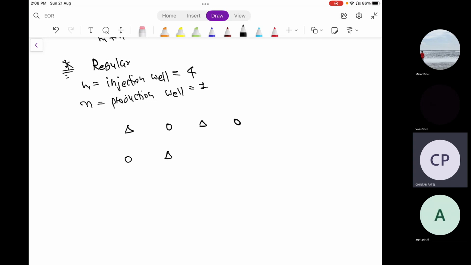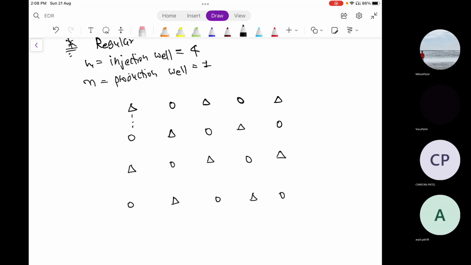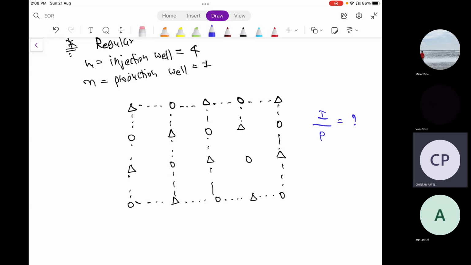So let's say this is a 5-spot pattern. This is the entire pattern I draw. So can you tell me what is the injection to production well ratio here? 4. Injection to production well ratio here. 4, sir. Effective injection to production well ratio.